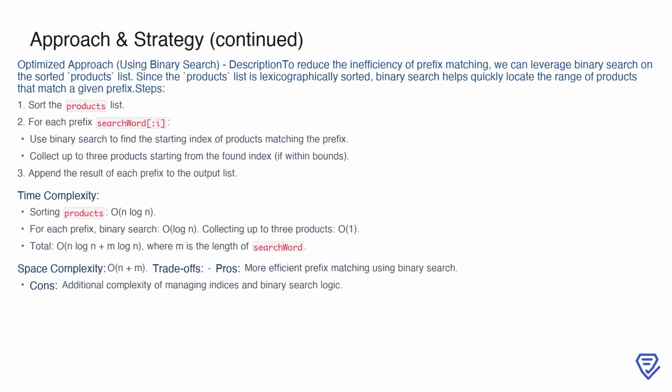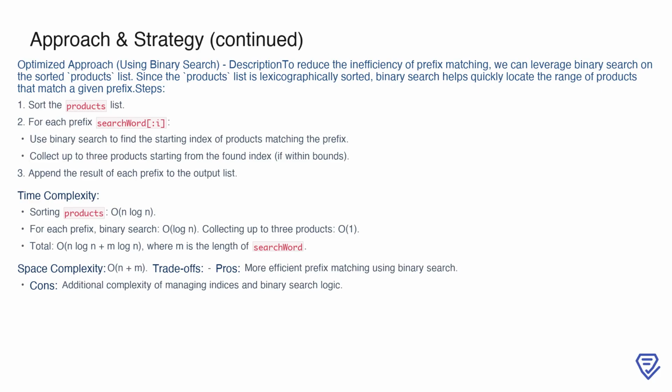Now, let's explore an optimized approach using binary search. The idea here is to leverage the sorted order of the products list to quickly locate the range of items matching a given prefix. For each prefix of the search word, we perform a binary search to find the starting index of matching products. From this index, we collect up to 3 products, as long as they fall within bounds. This eliminates the need to repeatedly iterate through the entire products list.